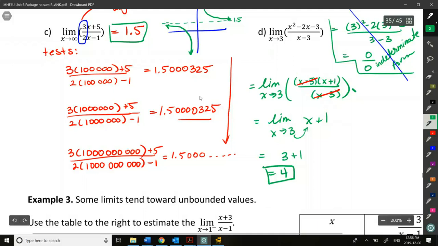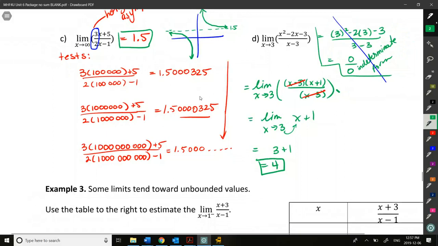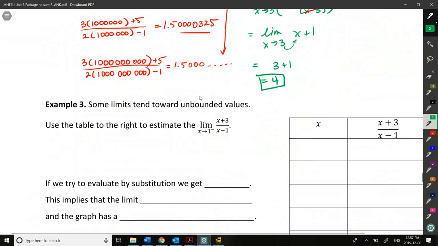We talked about that at the beginning of our rational equations lesson 1. But I can still figure out what it's getting closer and closer and closer to, right? I can still figure out what it's approaching even though that particular point when x equals 3 is undefined. So that's why we end up getting 4 here. Okay.